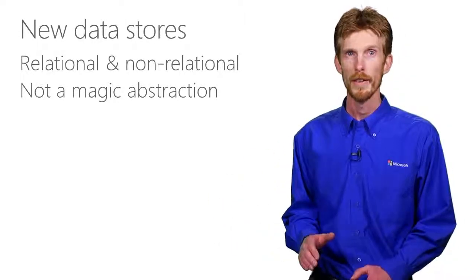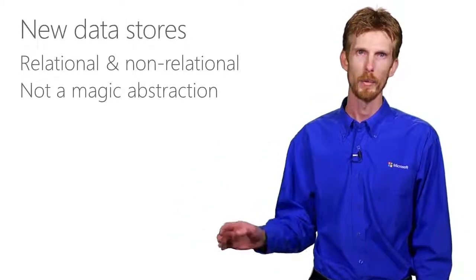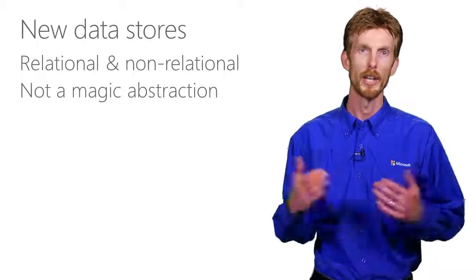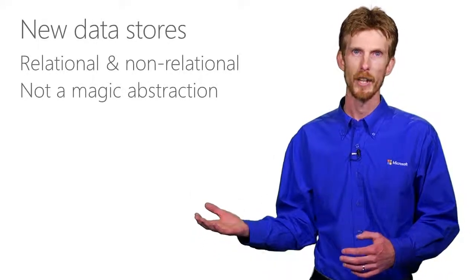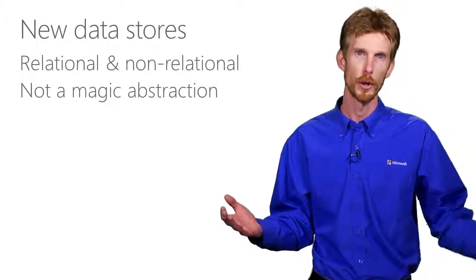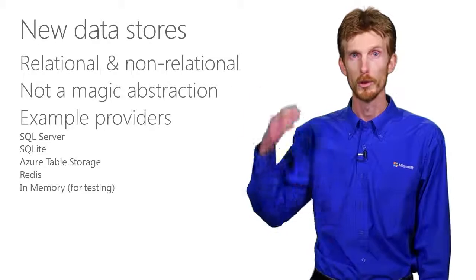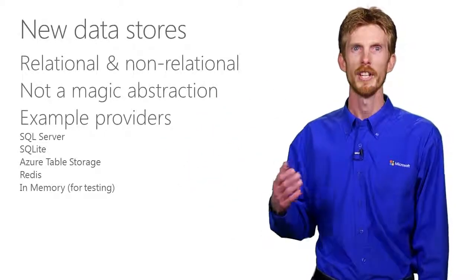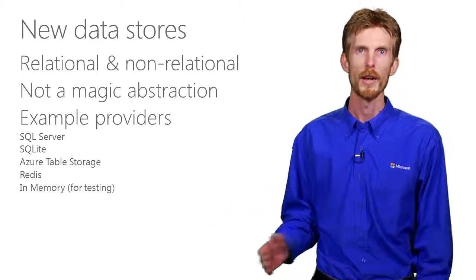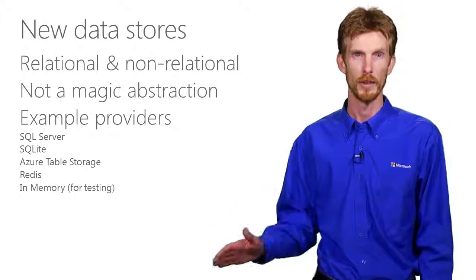For example, the APIs for configuring cascade delete behavior on a foreign key relationship become available when you target a relational data store. When you target Azure Table Storage, you get APIs to set things such as the partition and row key. Some examples of providers we're currently working on include SQL Server, SQLite, Azure Table Storage, Redis, as well as an in-memory data store for testing. Now, not all of these will necessarily be production ready by the initial release of EF7.